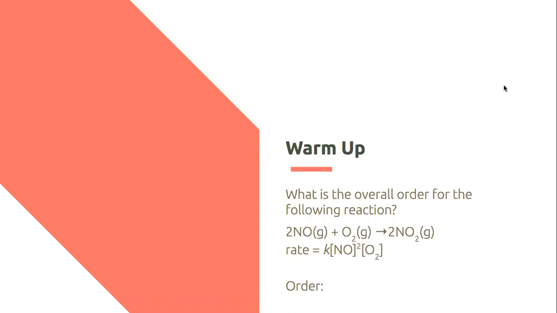As per usual, let's start with a little warm-up. What is the overall order for the following reaction? 2NO plus O2 yields 2NO2. Rate equals k times concentration of NO squared times concentration of O2.